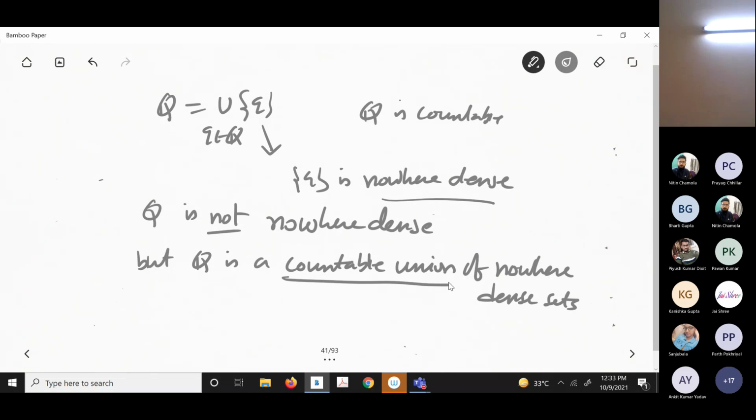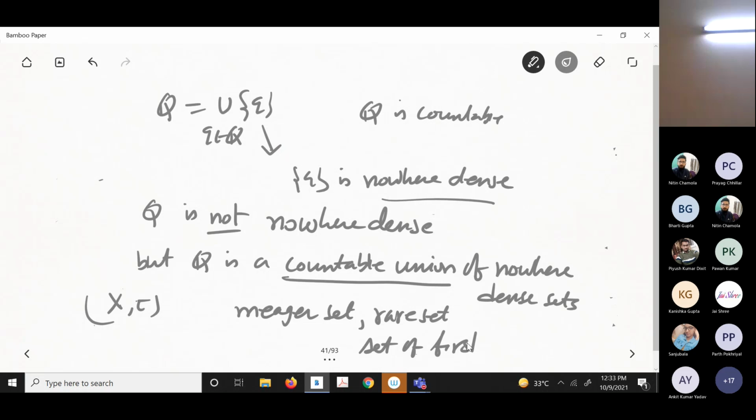But that means when in a topological space you have a set that is a countable union of nowhere dense sets, then it is called a meager set. It has got many names: meager set, rare set, that inside it is basically empty, or set of first category. Usually set of first category, that is the more prevalent term. Set of first category. Okay.